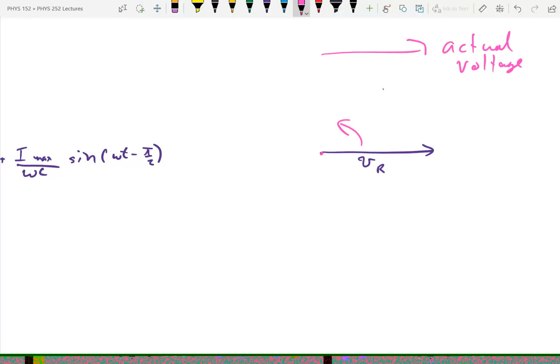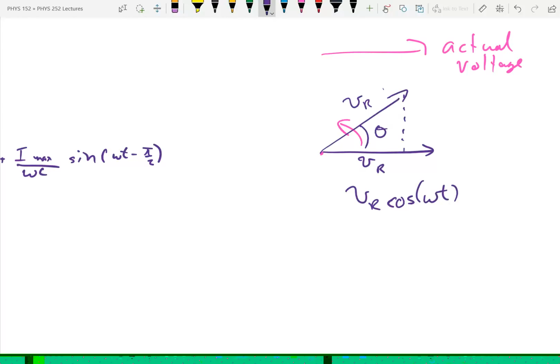So right now, it's all in the horizontal direction. But if it's tilted so that it's at some angle like this, it's still the same VR. But if this angle is, let's say, theta, then the amount that's in the horizontal direction would be VR cosine theta, right? And so as it goes around the circle, that voltage is going to be changing in a sinusoidal fashion as the angle changes. So if theta is omega t, then it would be VR cosine of omega t.